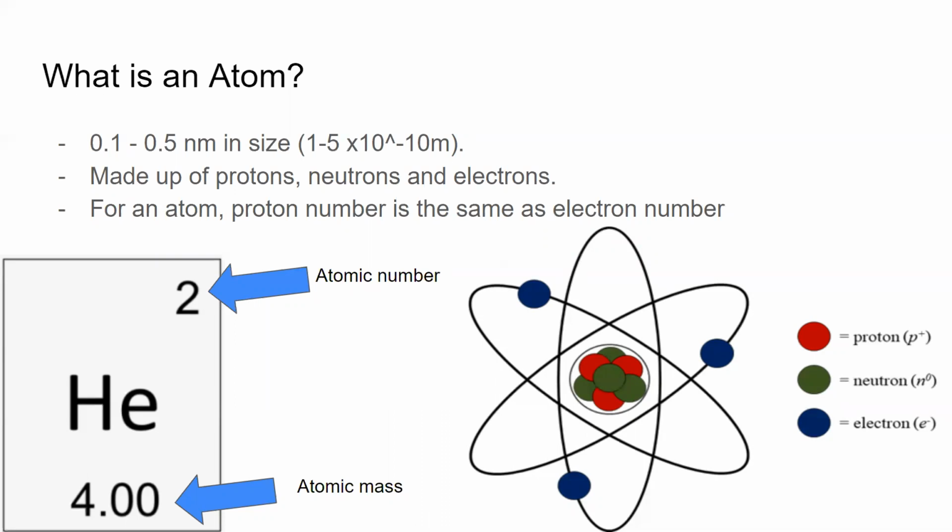As can be seen in the diagram on the right hand side, protons and neutrons are in the nucleus, with electrons orbiting around the nucleus. On the left-hand side, there is a view of helium from the periodic table. The atomic number, which is the top number, is the number of protons that are in the nucleus of the atom. The atomic mass is made up of the number of protons plus the number of neutrons.